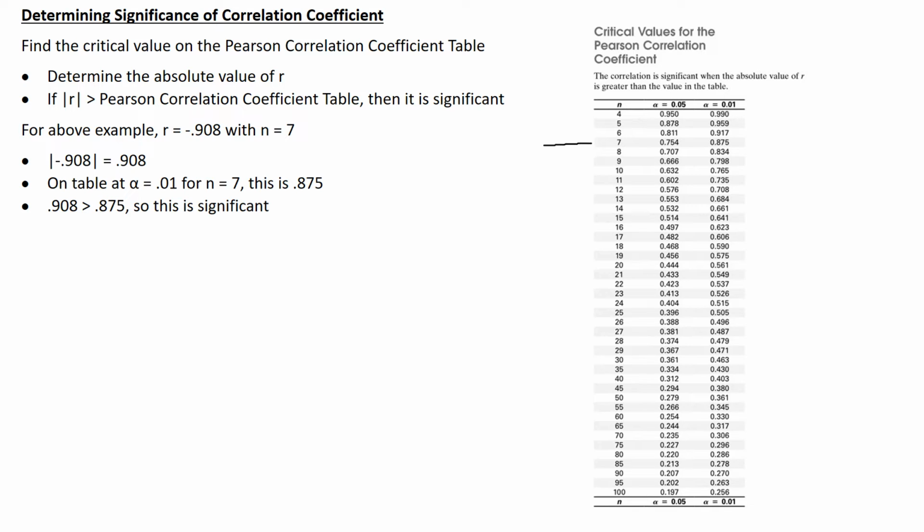So my n is 7, and my alpha was 0.01, not 0.05. And that means if it is equal to or greater than this number here, it's a strong correlation. We got 0.908. This is 0.875. 0.908 is greater than 0.875, so it is significant.